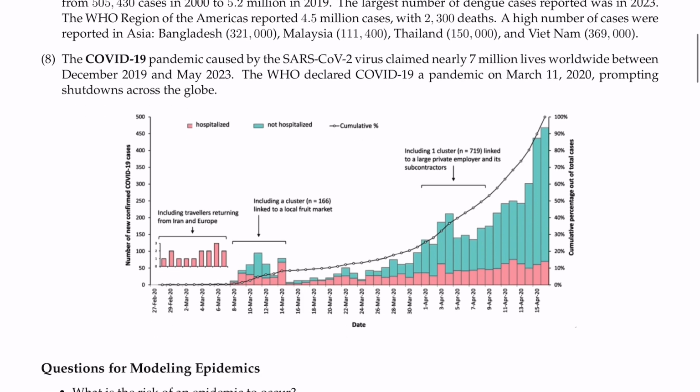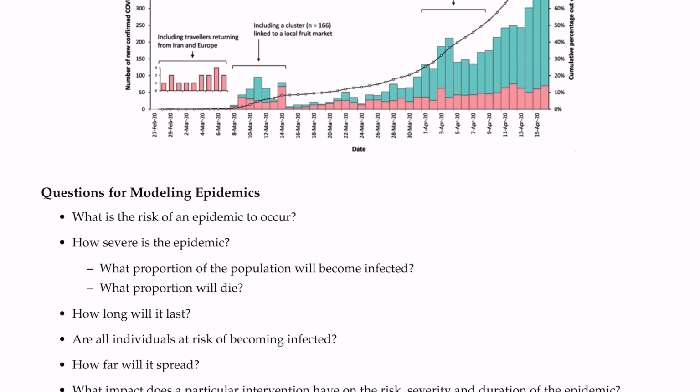Now, the questions for modeling the epidemic are: what is the risk of an epidemic to occur, and how severe is the epidemic? The natural question is what proportion of the population will become infected, and unfortunately, the question we have to ask is what proportion of the population will die from the disease.